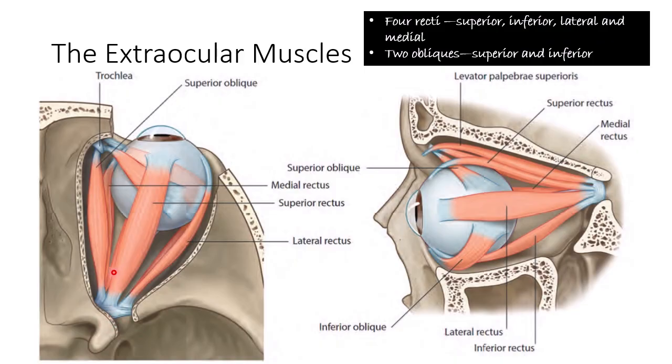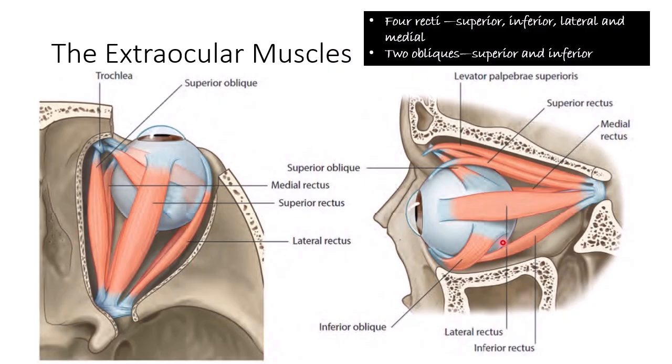Annulus of Zinn, all the four recti travel forward and are inserted at variable distances from the limbus. Also, we have two oblique muscles, which provide rotational movements. This is the superior oblique muscle. It changes course at a bony pulley in the medial wall of the orbit, that is the trochlea, superior oblique, and inferiorly is the inferior oblique.